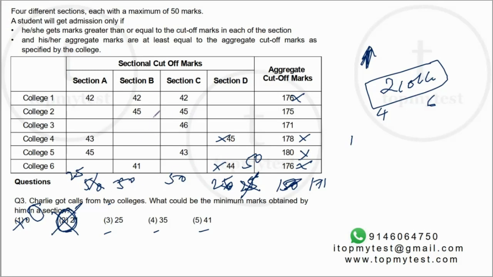Why? You will clear the overall cutoff for only college 2 and college 3, and you'll clear the sectional cutoff for these 2 particular colleges. So you have to score a minimum of 25 in a particular section. Why? Because you have to reach 175 in order to get 2 calls.